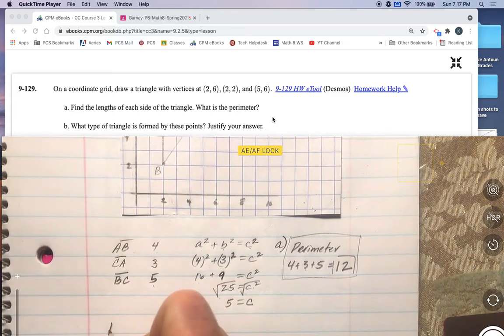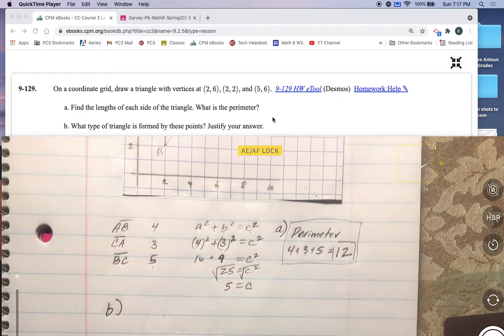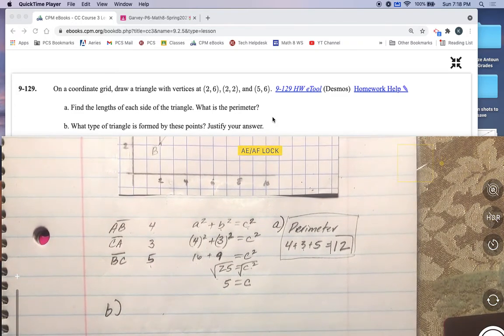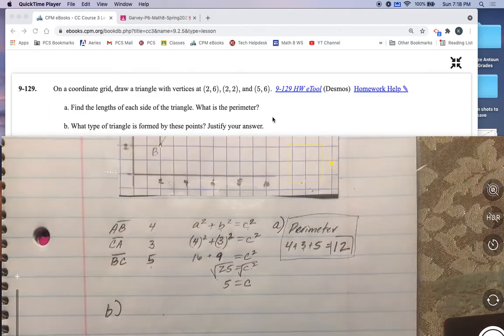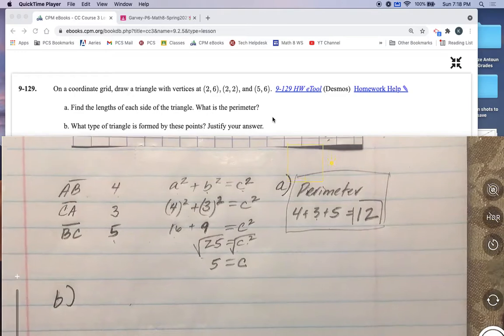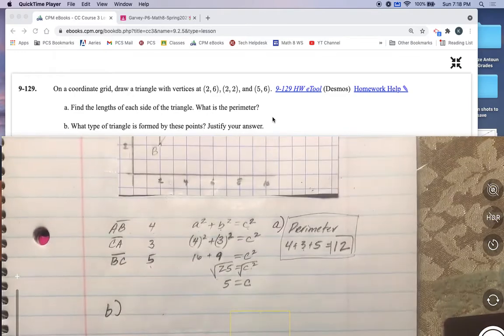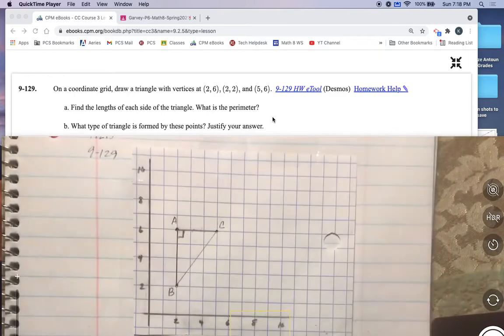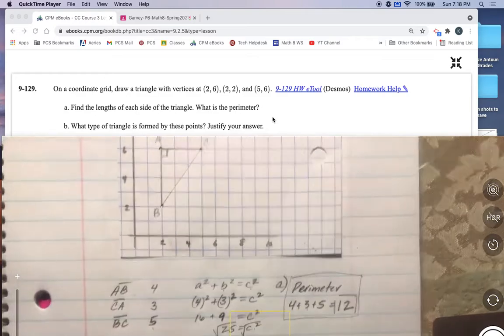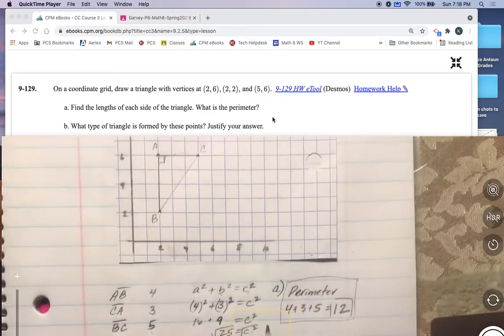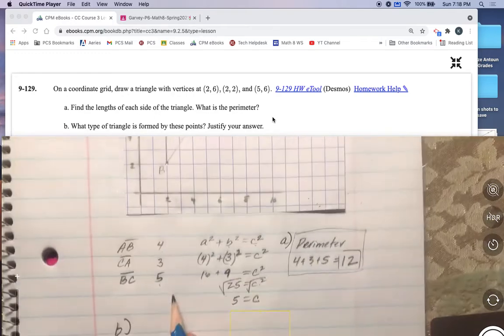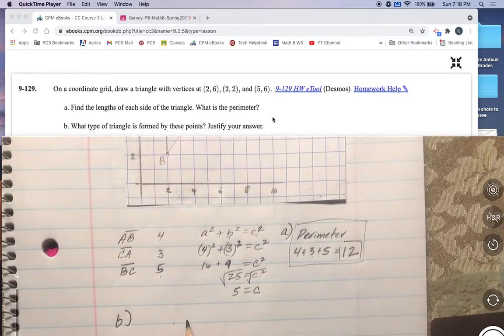And then B, what type of triangle is formed by these points? And justify your answer. So we know that the kind of triangle formed by these points is a right triangle because we use that fact and the Pythagorean theorem to find the missing sides.